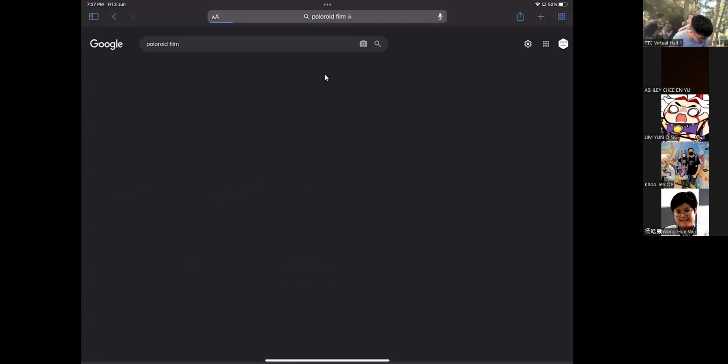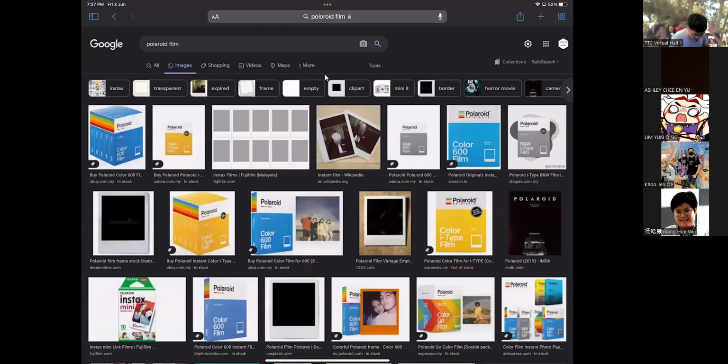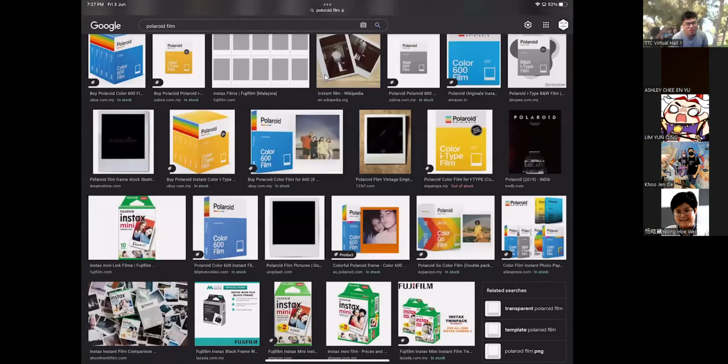Okay, Polaroid film. This is the Polaroid film. Some of you still use this thing. I mean, it's like a retro thing. But you know, we don't use this thing anymore. Now, all our pictures are saved in memory cards.